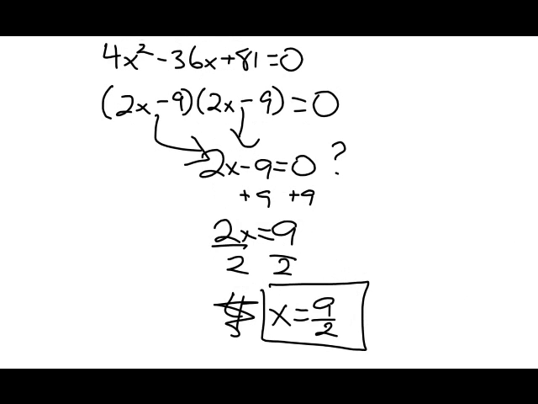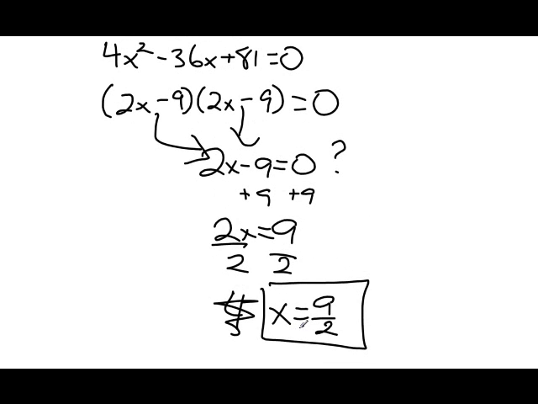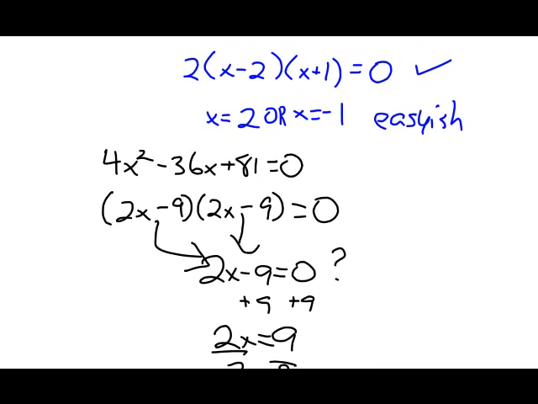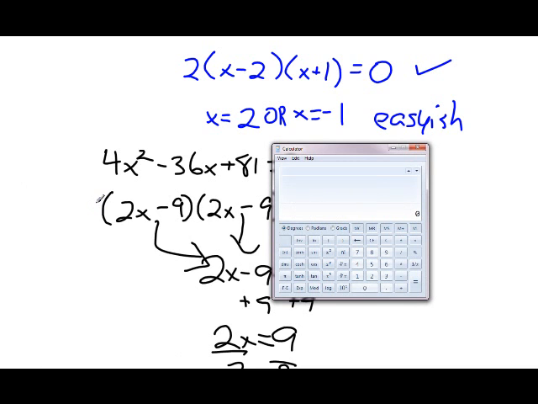So what does this mean? If there's only one answer, that means our vertex here is going to be at this point here. So it'd be 9/2, 0. Which means if we really wanted to, we could plug in 9/2, square it, times it by 4, minus 36 times 9/2 plus 81, and get a total of 0. Don't believe me? Alright.